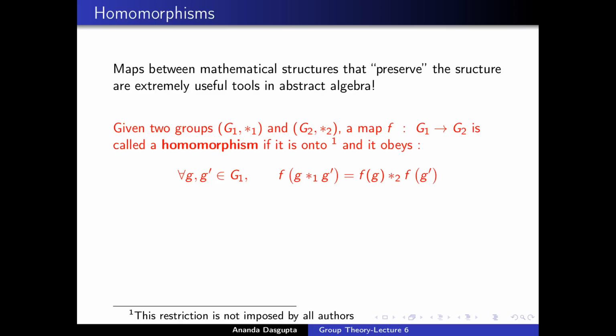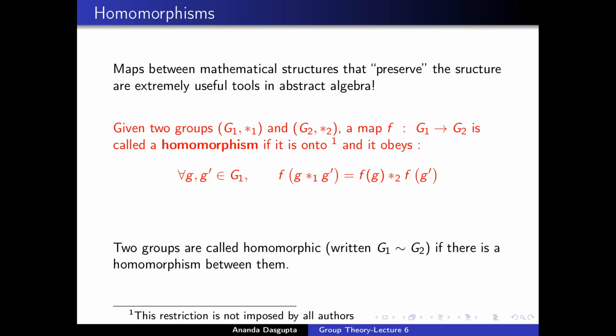In this context, we have this definition. Two groups are called homomorphic if there is a homomorphism between them. The notation that you use here is G1 tilde G2, or G1 sim G2, written if G1 and G2 are homomorphic. Before we go any further, let us discuss a few examples of homomorphisms between two groups.